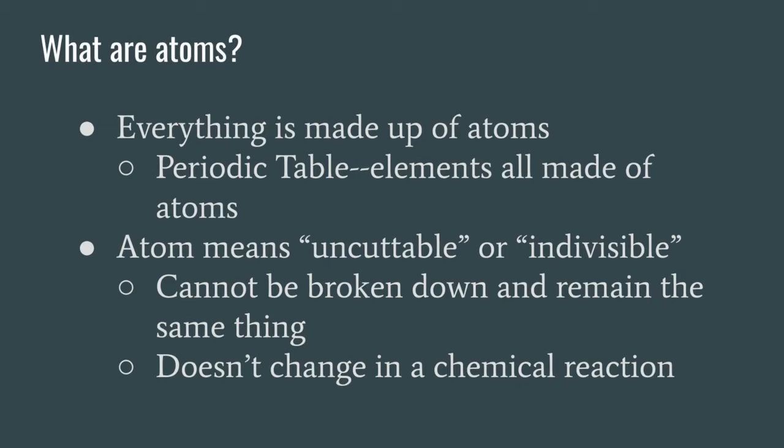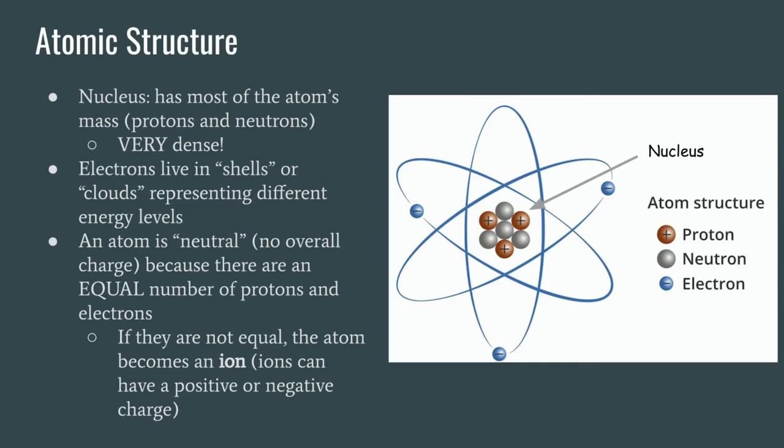So for an example, iron. Iron is an element on the periodic table. If you break it down, then it's not iron anymore. And an atom's identity, if it's iron, oxygen, carbon, any of those things, does not change in a chemical reaction. Now, what about the structure?